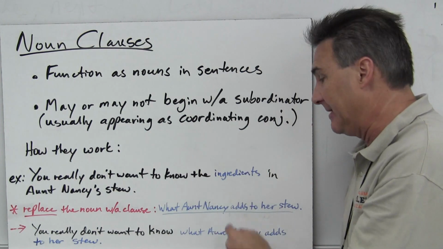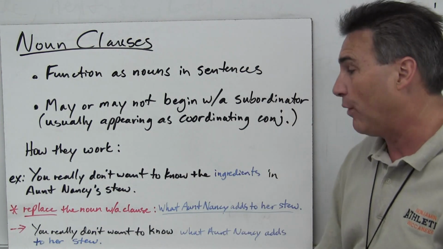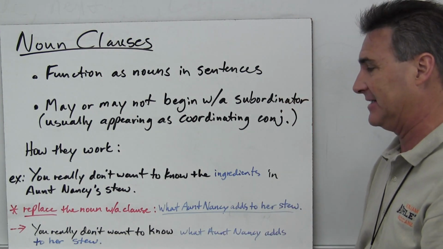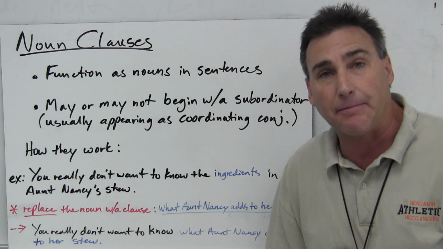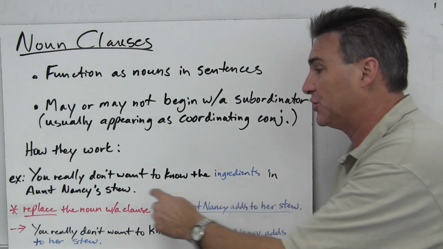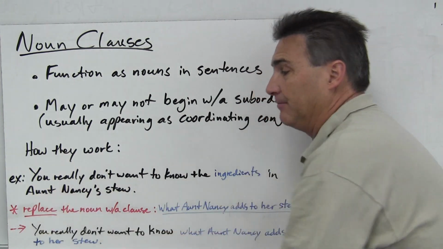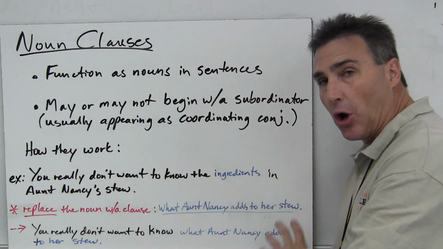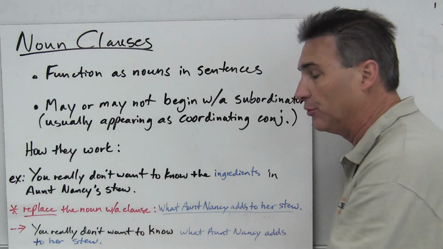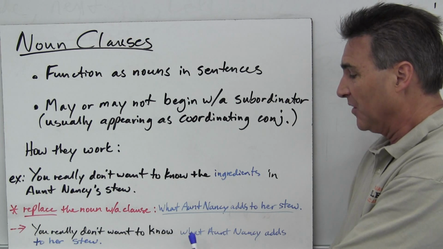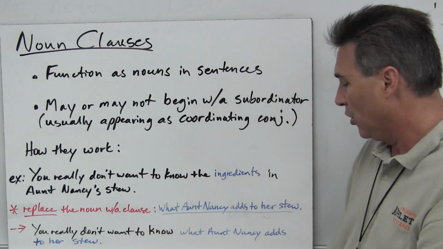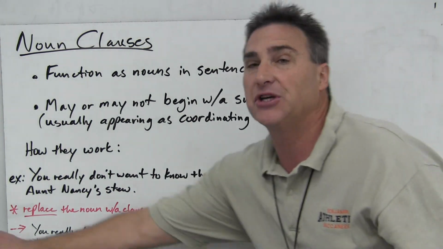We're going to stick that in place of ingredients, and voila, we get the following sentence. You really don't want to know what Aunt Nancy adds to her stew. Same meaning, but we've just taken out the simple noun ingredients and the prepositional phrase that modified it, in Aunt Nancy's stew, and replaced all of that with a noun clause. What Aunt Nancy adds to her stew. Notice it did start in this case with a subordinator that looks a lot like a subordinating conjunction. What she adds to her stew. All right, there's the general concept.